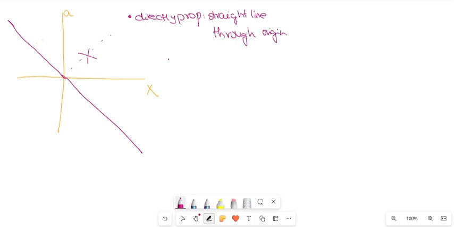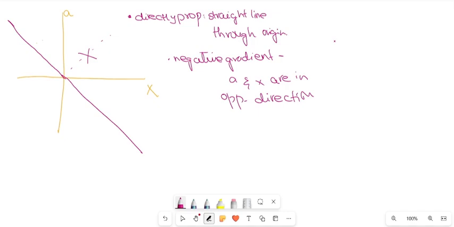Number two, it has a negative gradient, which shows that acceleration and displacement are in opposite direction. You can see when displacement here is positive, this is negative, and when this is negative, this is positive. So they are in opposite direction. That is why we chose this. If I were to go for this line, when displacement is positive, acceleration would also be positive, that wouldn't have resulted in them going in opposite direction. That is why we had to go with this line.